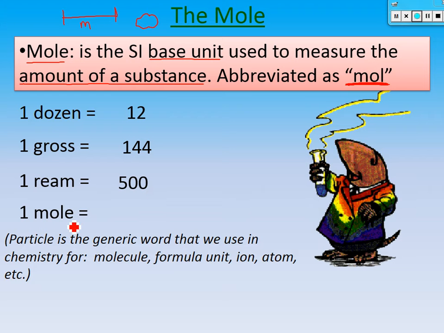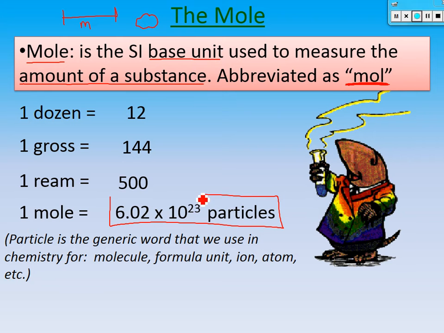Well, 1 mole means a number. Let's talk about what that number is. 1 mole equals 6.02 times 10 to the 23rd. This is a very famous number in chemistry. So if you have 1 mole of any chemical, you will have 6.02 times 10 to the 23rd particles.